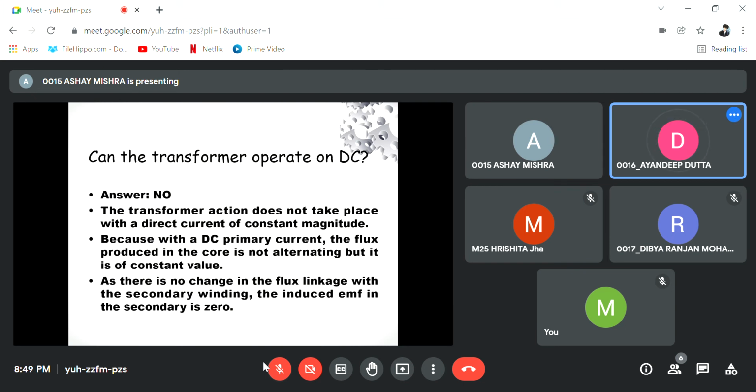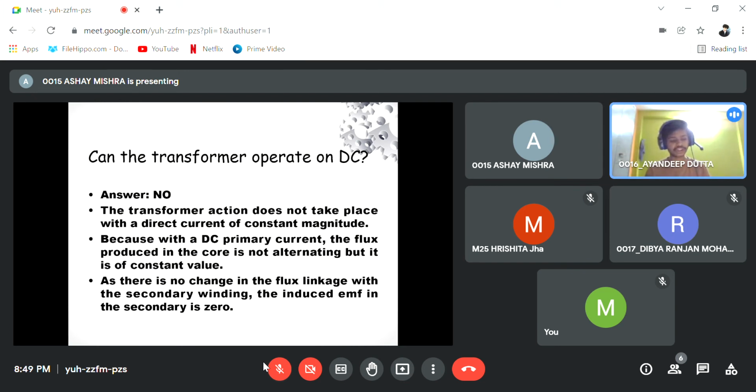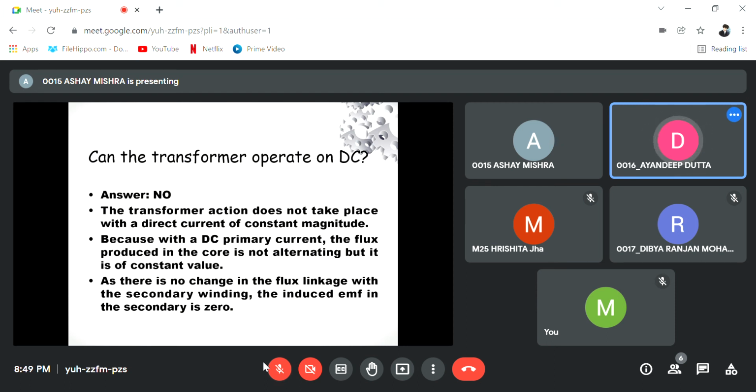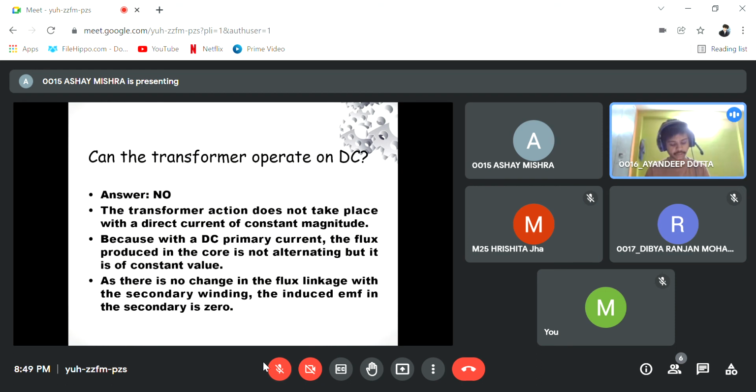Thank you, Divya. Now coming over to the question, can a transformer operate on DC? The straight answer is no. The transformer action does not take place with direct current of constant magnitude, because with a DC current, the flux produced in the core is not alternating but is of a constant value. Hence, there is no change in flux linkage with the secondary winding. Hence, the induced EMF in the secondary is zero.